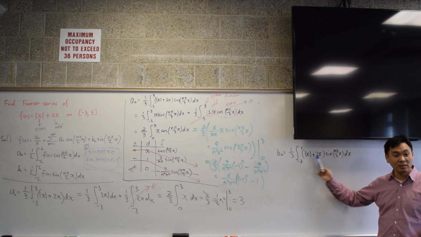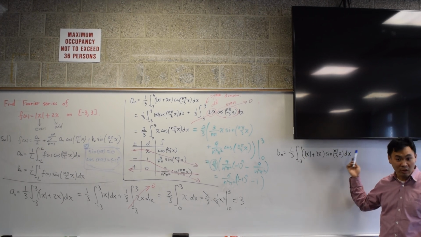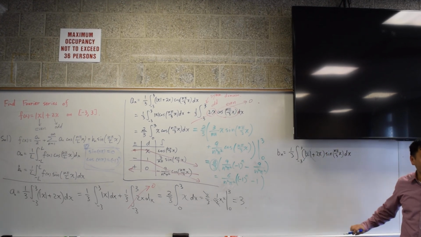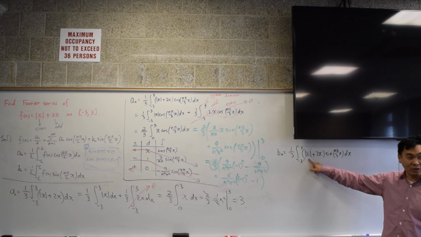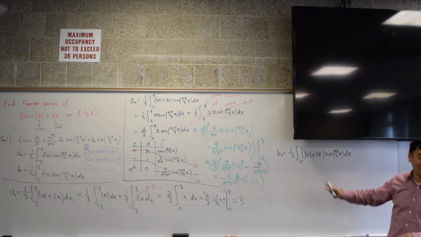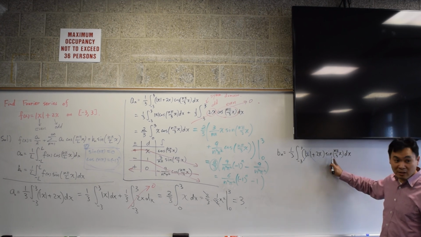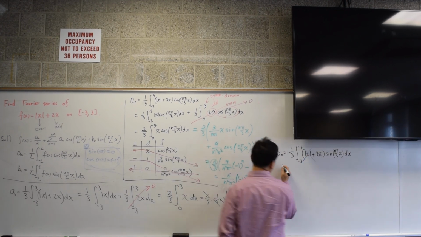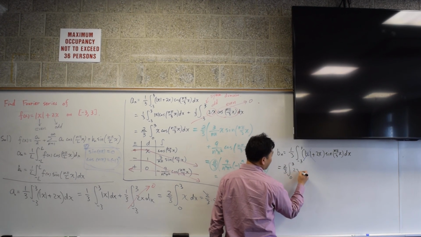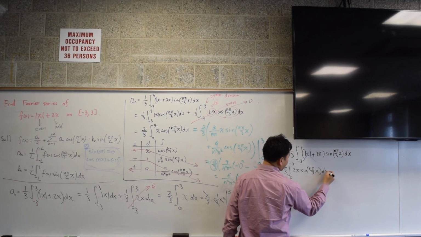Absolute value of x. This one times this will produce an odd function, because sine is an odd function. This is an even function. Even times odd is going to produce an odd function. Therefore, this is not needed. This is going to produce 0 when you expand and integrate. Hopefully, when I skip this step, you'll understand. And then this is odd, and odd times odd gives you even. So you can rewrite this as 2/3 integration from 0 to 3 of 2x sine n pi over 3 x dx.